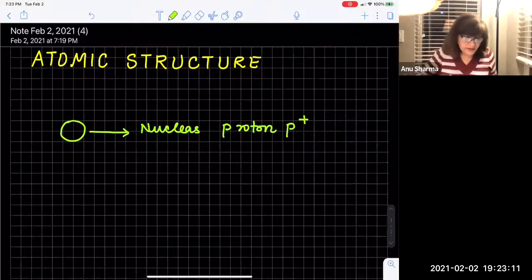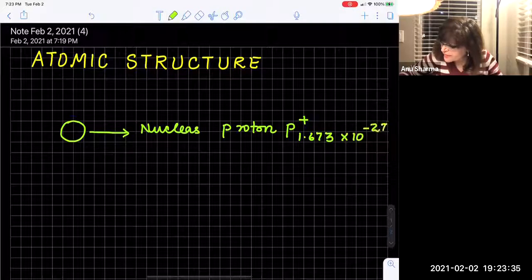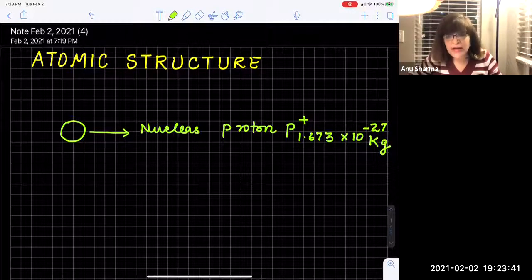Okay, and the mass of the proton is one. The relative mass is actually the mass in kilograms. Let's just write that down. The mass in kilograms is 1.673 times 10 to the power negative 27 kilograms. Okay, so that has been verified through not just the experiments, but also through math.